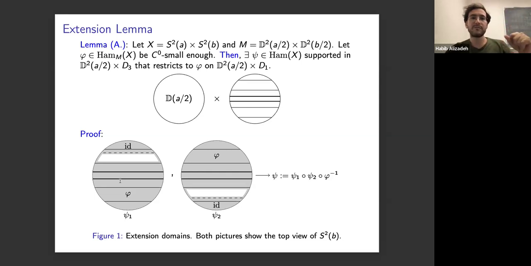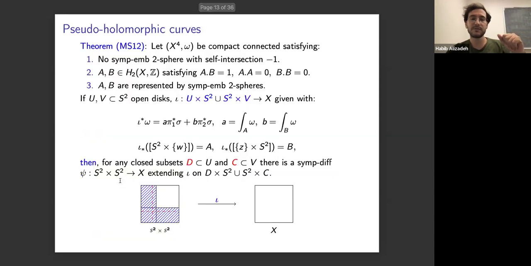And then I will use this statement here to extend it to a symplectomorphism of the sphere times the sphere. And note that I did not actually, so this was supposed to be a disk, right? It's not just any subset. Sorry about that. This is a mistake.